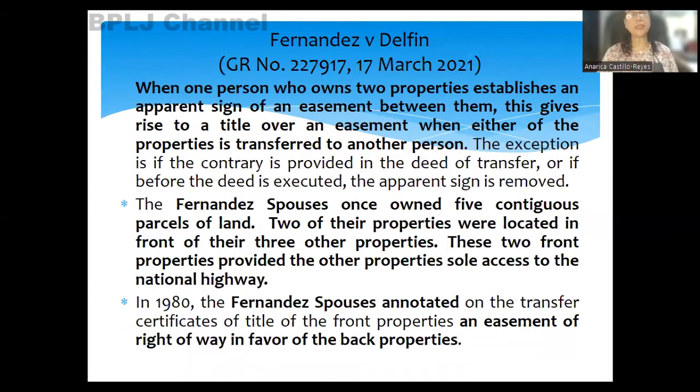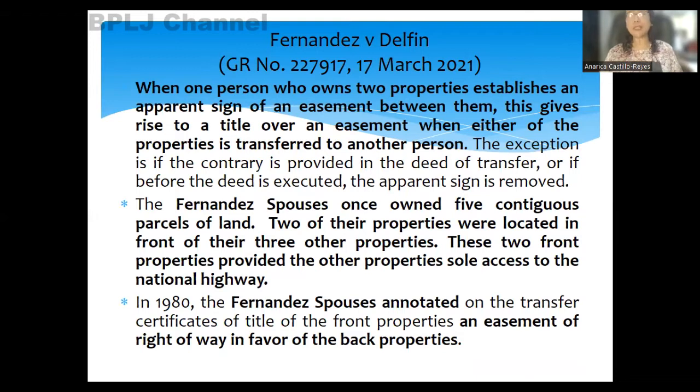Okay? Fernandez versus Delphine. Okay? When a person who owns two properties establishes an apparent sign of easement between them, this gives rise to a title over an easement when either of the properties is transferred to another person. This case deals with Article 624 or the implied recognition of an easement with an apparent sign.